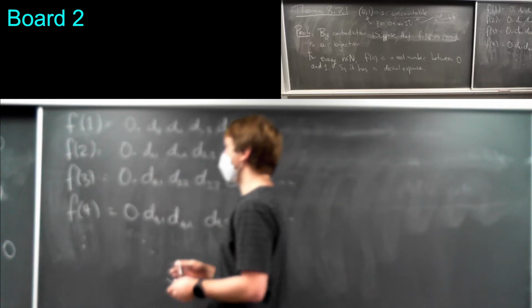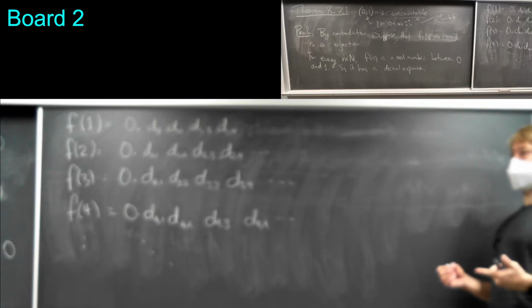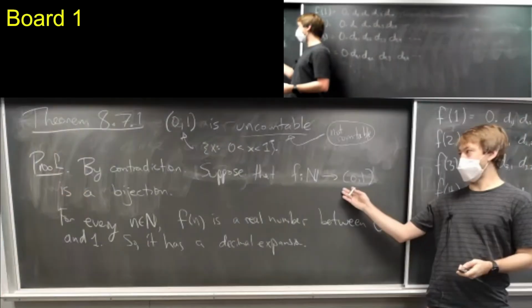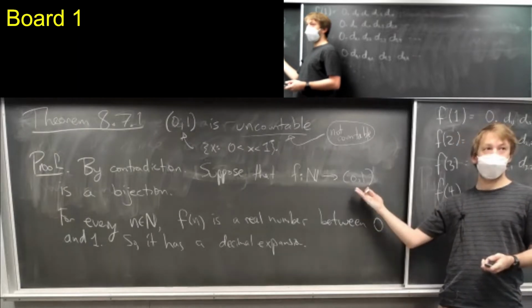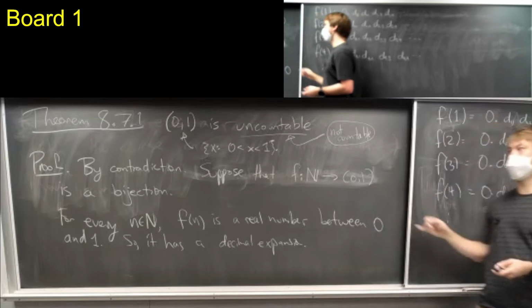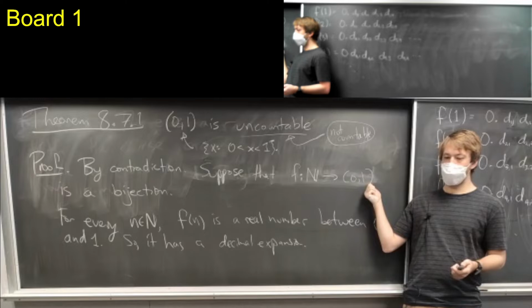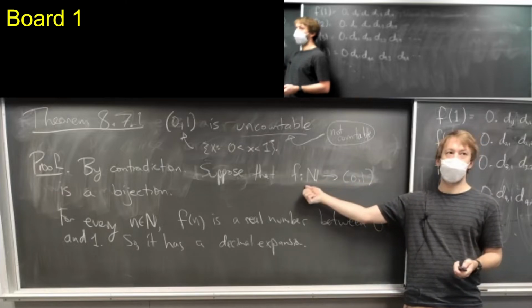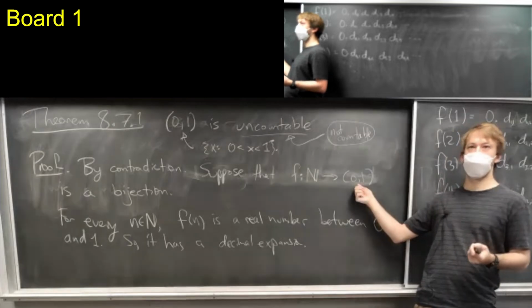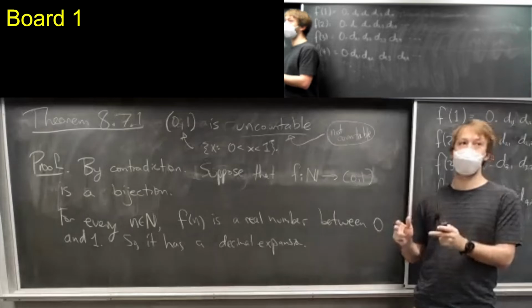They have a decimal expansion. Now the way I'm going to get a contradiction is by trying to show that this function f, which we're assuming is a bijection, is not surjective. In other words, I want to pick a point between 0 and 1 such that it is not in the range of f. If I can find just one element of 0, 1 that's not in the range, then I'll be done. That will show that it's not a surjection, therefore it's not a bijection.